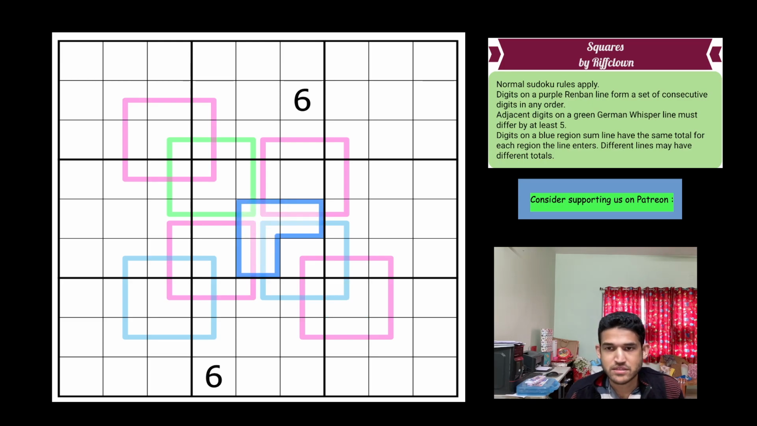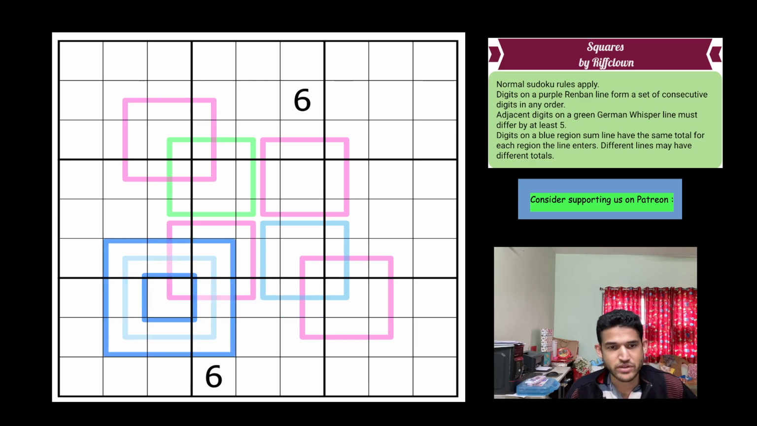And then last line is that different lines may have different totals. Which means you can have something like a 7 here, and for this square the same value may be an 8. So it need not be the same across different squares. So these are the rules. With that, we'll start the Sudoku created by Riffclown. I'm really excited to start the Sudoku.